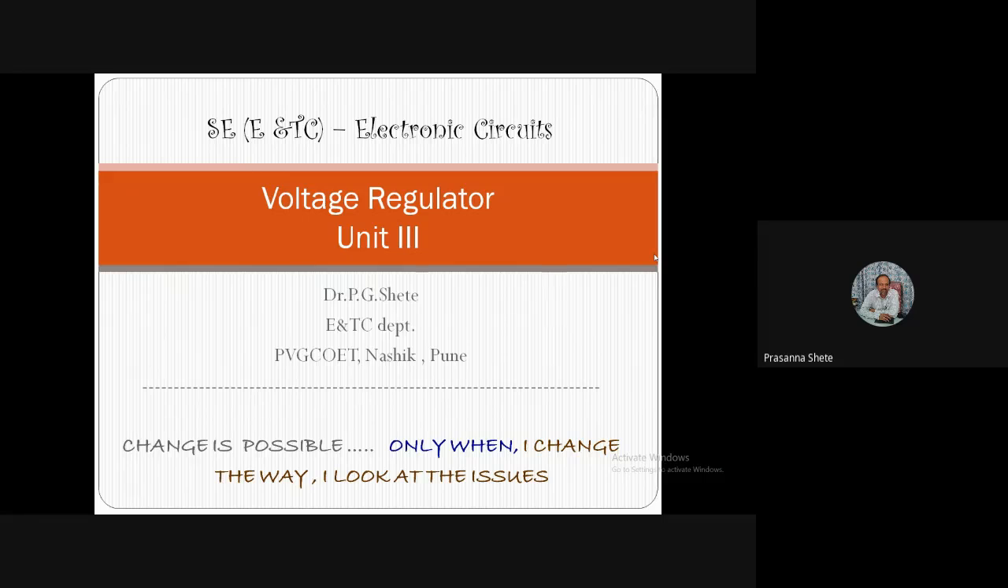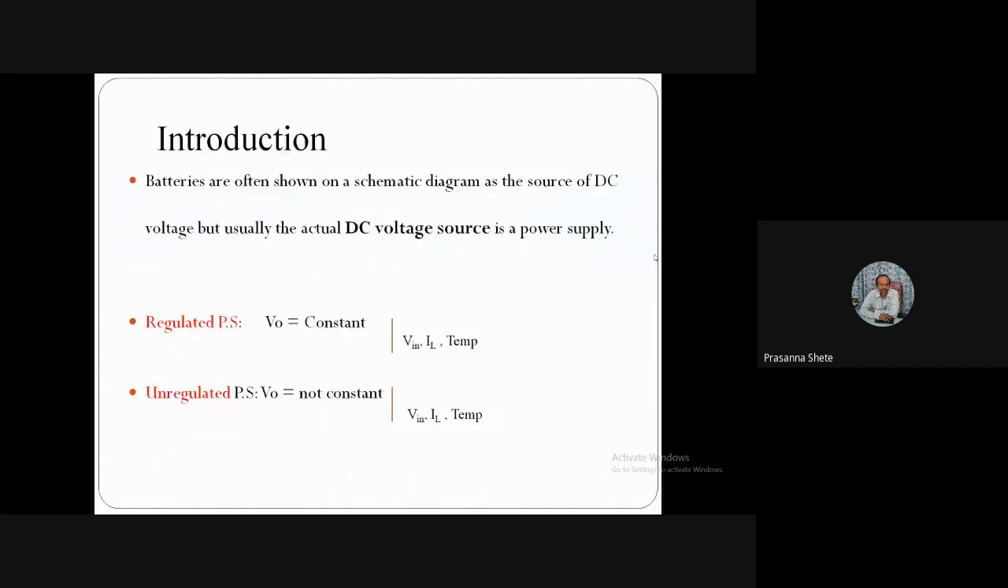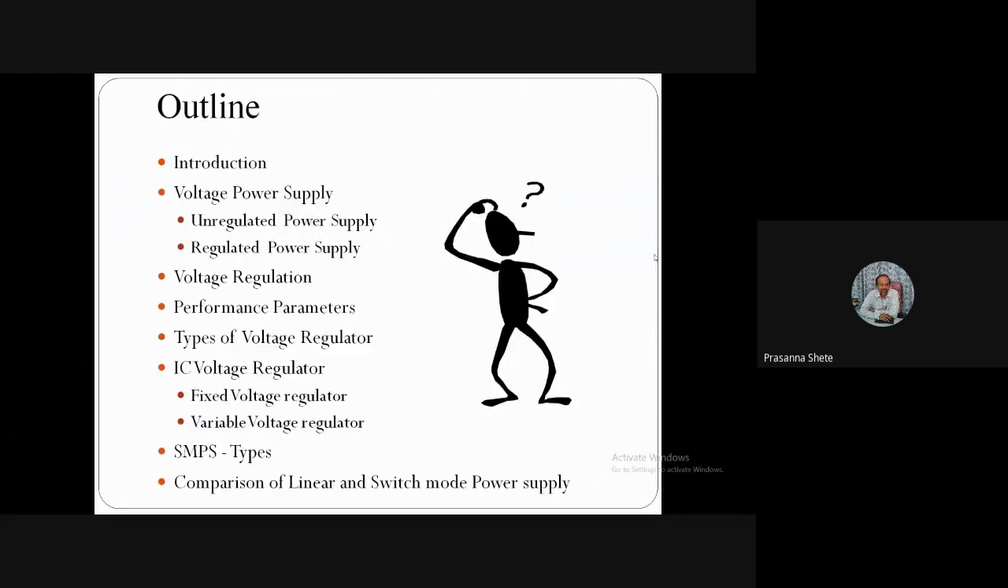Today we are going to discuss the SE NTC Electronic Circuit subject, unit number 3, voltage regulators. As we are going to have different topics over here, the outline of the presentation: we are going to have some introduction, voltage power supply. In that, we are going to see what is unregulated power supply, what is regulated power supply, definition of voltage regulation, and what are the different performance parameters of voltage regulators.